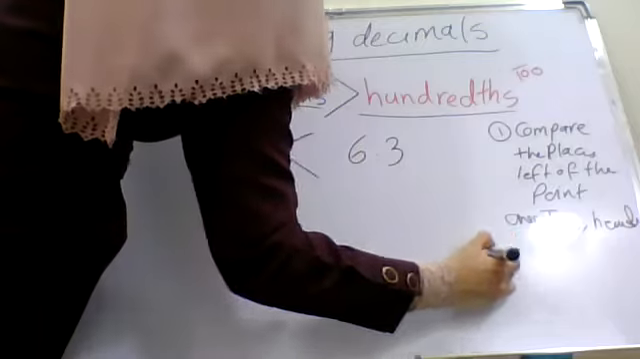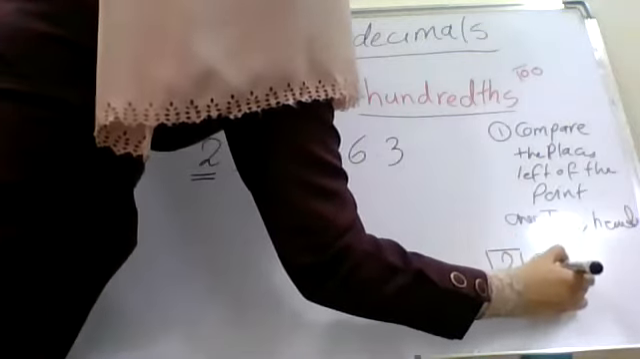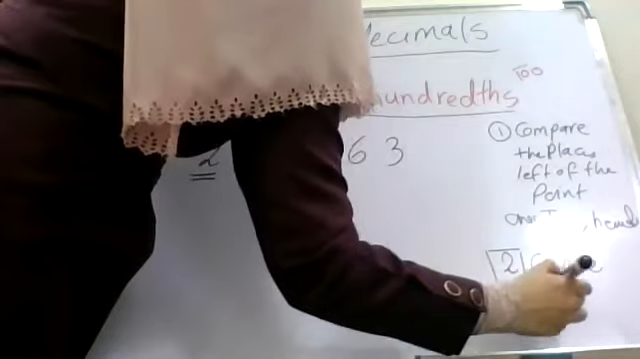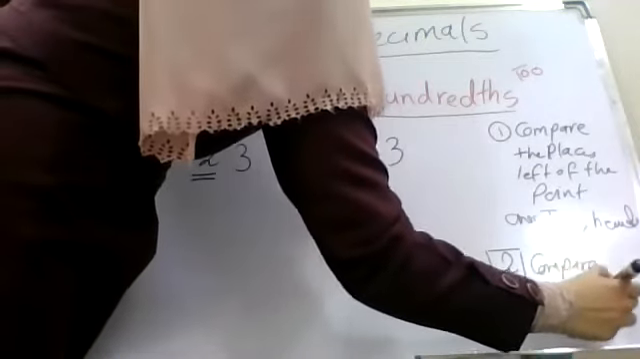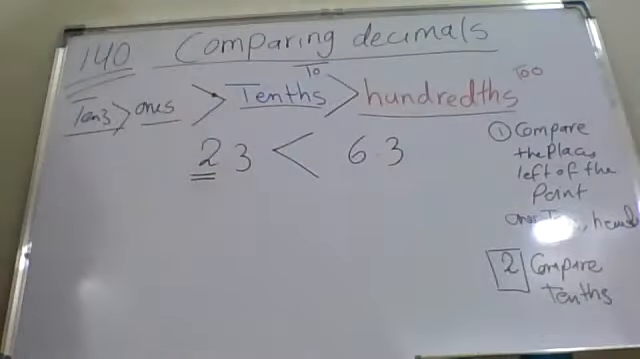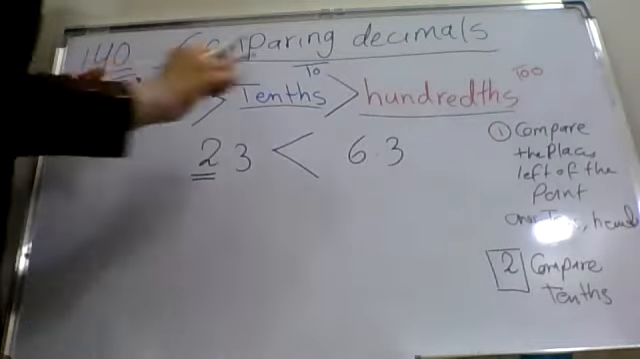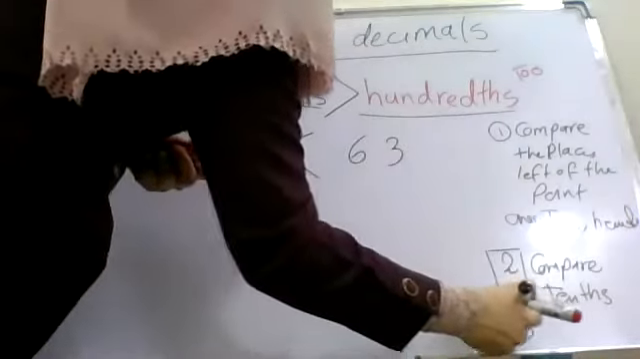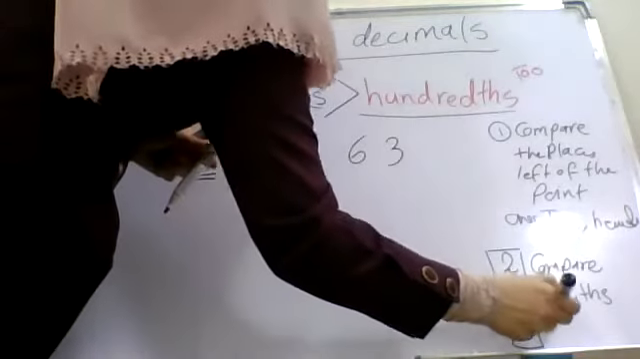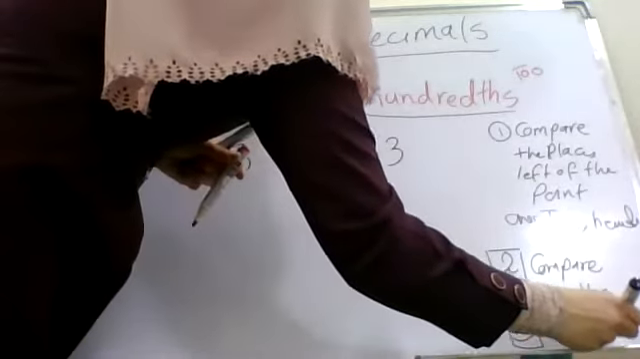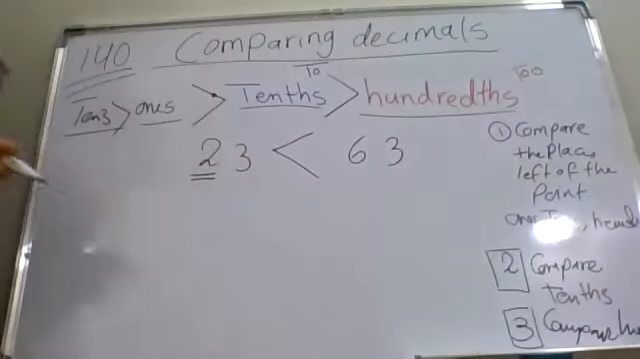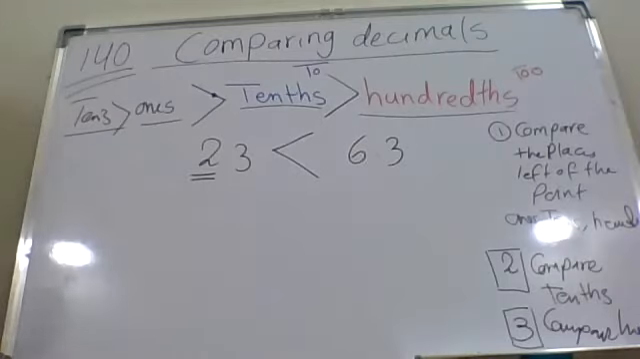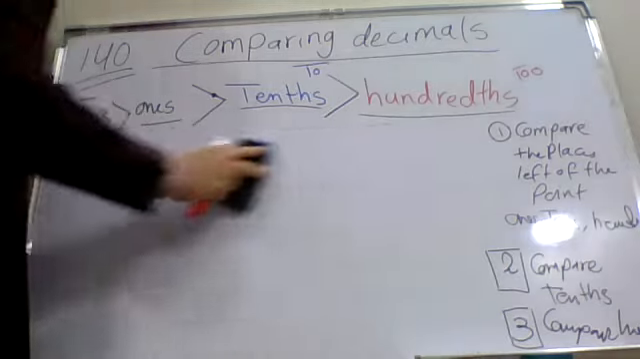So the second step is to compare the 10th place. The third step is to compare the hundredth. First I compare the ones place, then the tenth, then I compare the hundredth. Okay, I will erase these and write some more exercises about them.